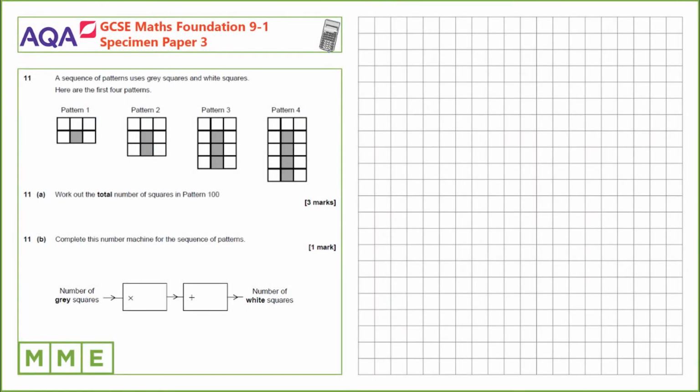Question 11. A sequence of patterns uses grey squares and white squares. Here are the first 4 patterns. Work out the total number of squares in pattern 100. So for this pattern we have 6 squares, then 9 squares, then 12 squares, and then 15 squares.